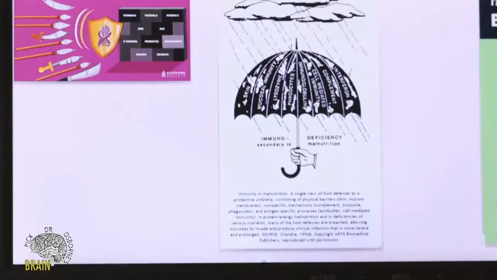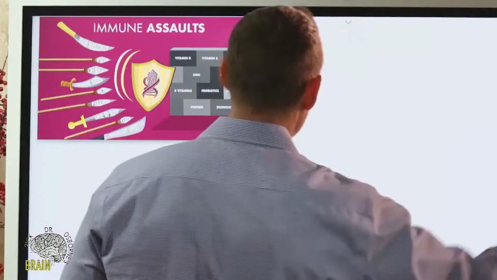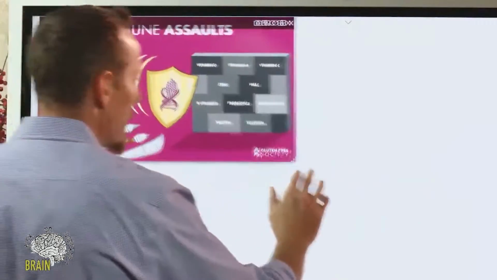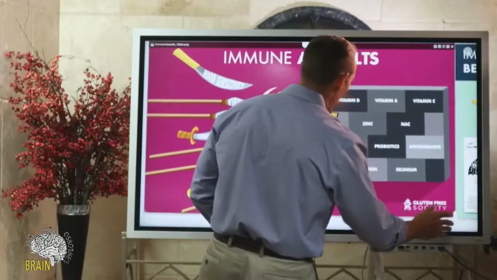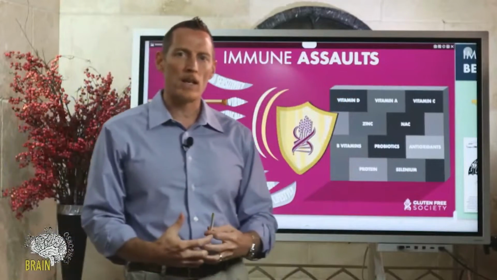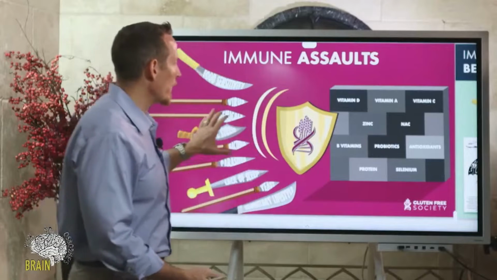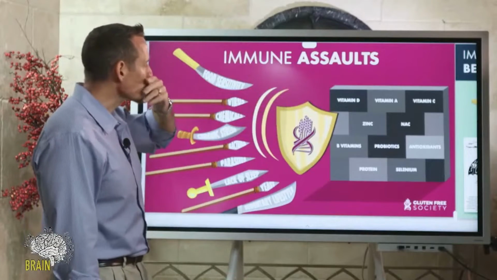Nutritional immunology is not a new invention or a new concept. This concept has been around for decades. And again, that image is actually from a book published in 1992. So we're not talking about brand new information. We're not saying that all of a sudden nutrition is now important. This has been important and it's important now for you to understand it. So let's talk about some of these immune assaults.